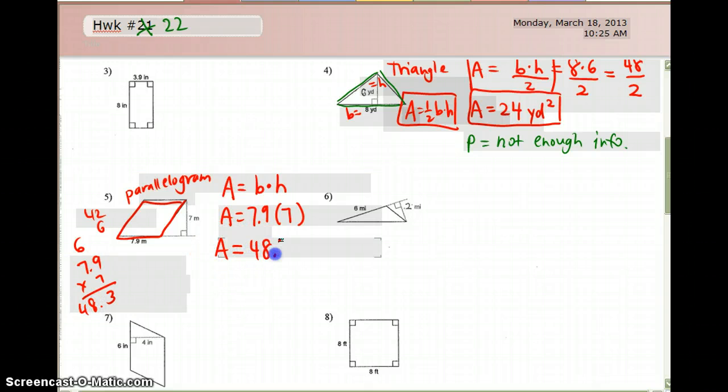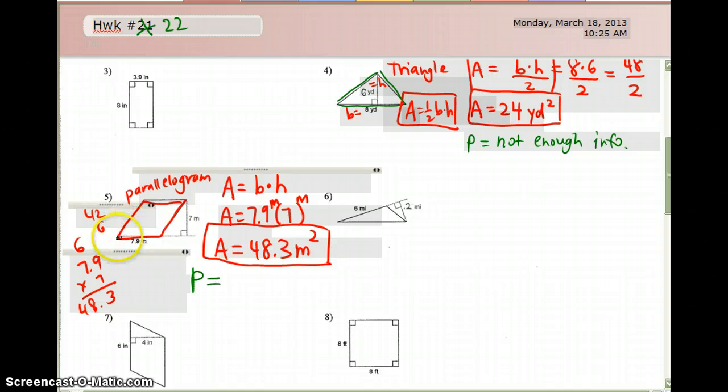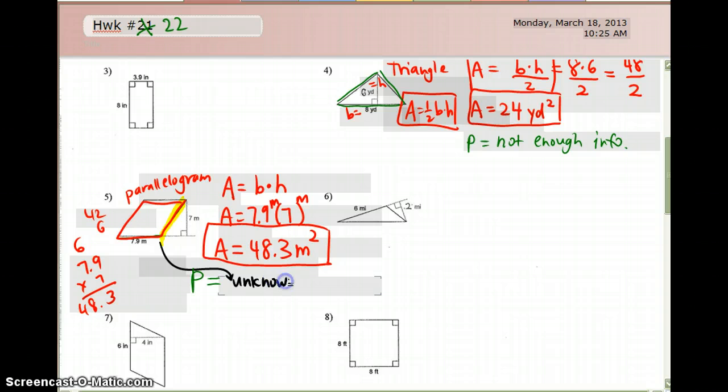Area is 48.3, and I'm going to label that meters squared. And the reason why it's meters squared is also because I'm multiplying meters base with meters height. So meters times a meter is a meter squared. The perimeter of this parallelogram, I know that this side is 7.9. Now this side right here that I'm highlighting, I don't know what that is. It's unknown. So I do not have enough information to find the perimeter. So I don't need to find the perimeter of number 5 either.